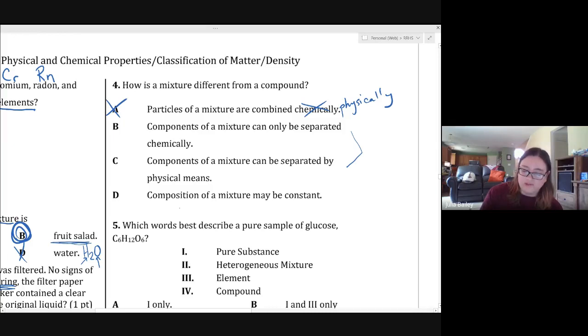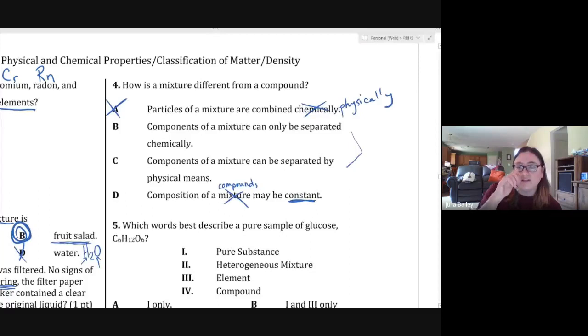Let's look at D. Composition of a mixture may be constant. That's not true for mixtures. That's true for compounds. The whole point of a mixture is there's a whole bunch of different stuff in there, and constant meaning it's all the same stuff inside of it. That's not true for a mixture. That's true for elements and compounds. So it's not D. So it definitely is one of these 2 things that happen to be opposite each other. So you just have to know your vocabulary, which one's true.